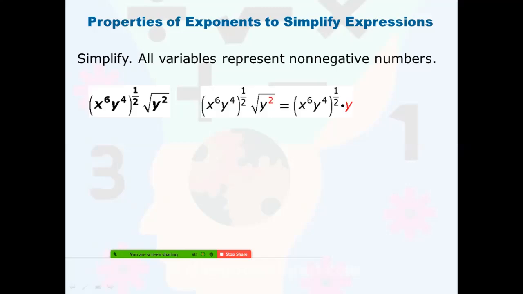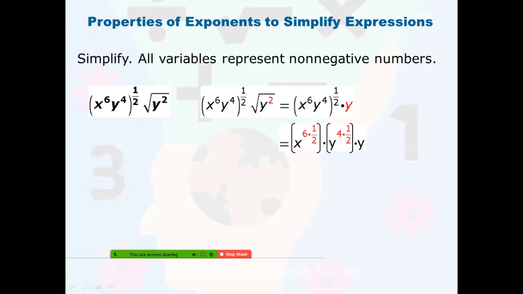Okay, let's see now. x to the power of 6 multiplied by half, y to the power of 4 multiplied by half. And how did I get only a y here? Because 2 multiplied by 1 half will give you 1. So here there is a power of 1, but we don't write it. That's why they wrote it only as y. Okay, now let's proceed further and solve this part.